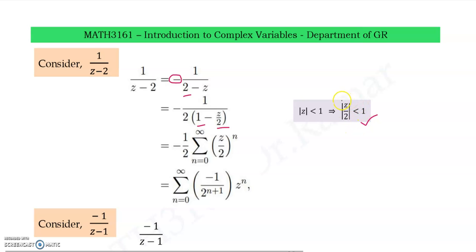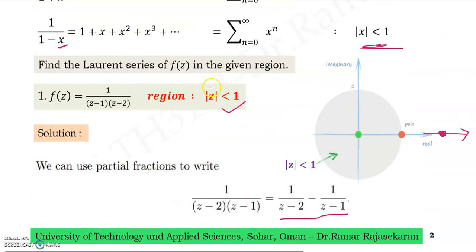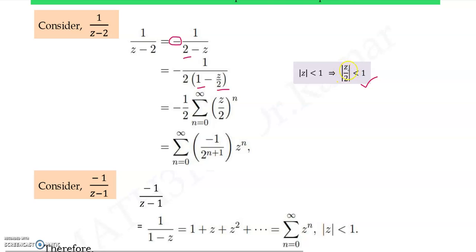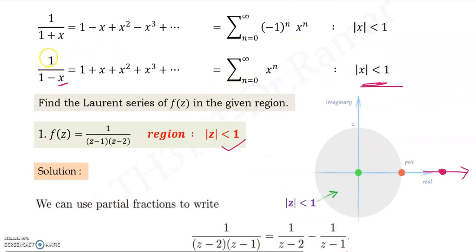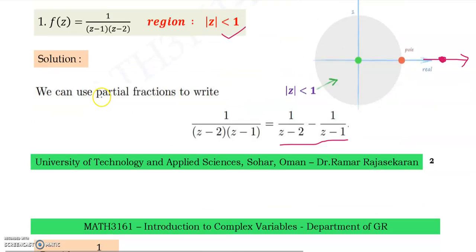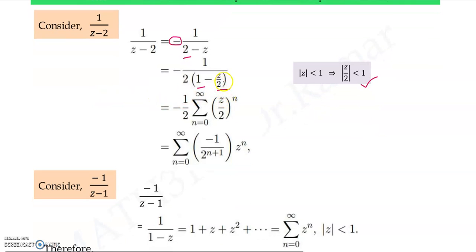So why are we writing this? Because here the modulus of this should be less than 1. That's why the condition is given, the region. From this region I can rewrite modulus of z over 2 is less than 1. So it is required to apply the summation rule. Now you see minus 1 over 2, it's a constant. Then in the denominator, 1 minus z over 2 is similar to the second rule, 1 over 1 minus x. Now what is x? x is z over 2.